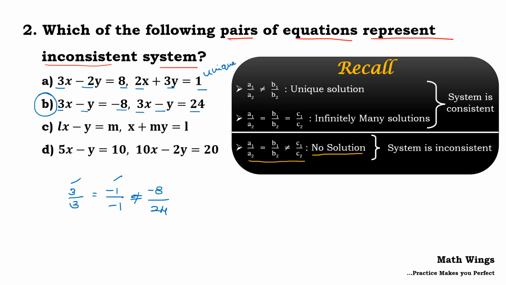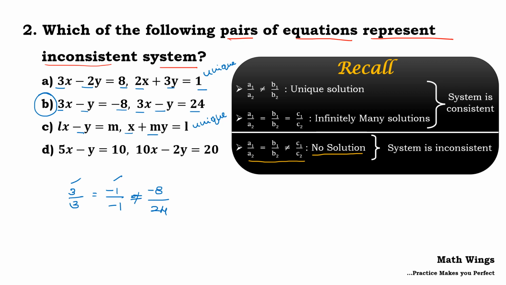But we also have to look at the remaining two options. If you observe the third option, we have l by 1 and -1 by m. Therefore, this will also have a unique solution. Correct? Now, let us look at the last option.